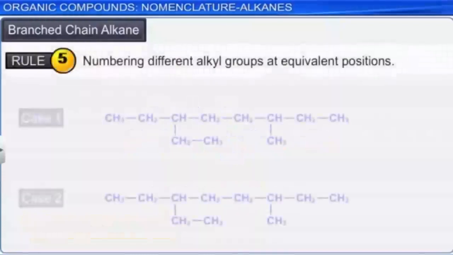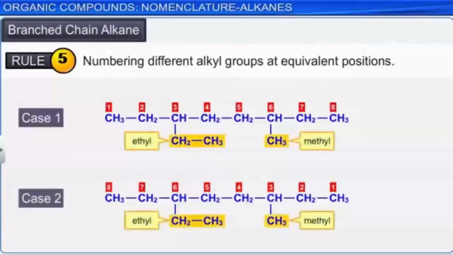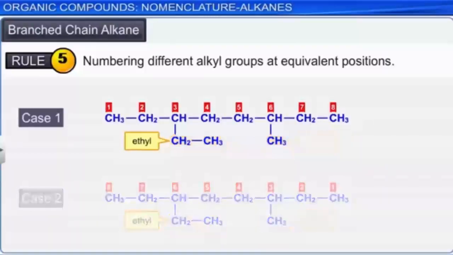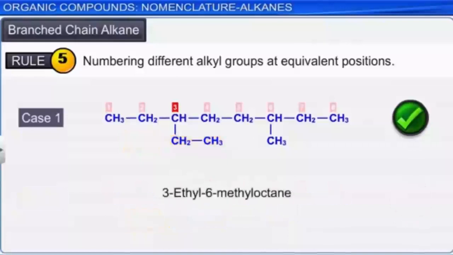Rule 5. Numbering different alkyl groups at equivalent positions. If 2 substituents are present on equivalent positions, then the lower number is assigned to the group that appears first in the alphabetical listing. For example, in case 1, the ethyl group is present on carbon 3, which is a lower number than its position at 6 in case 2. Hence, the correct name for the compound would be 3-ethyl 6-methyl octane.